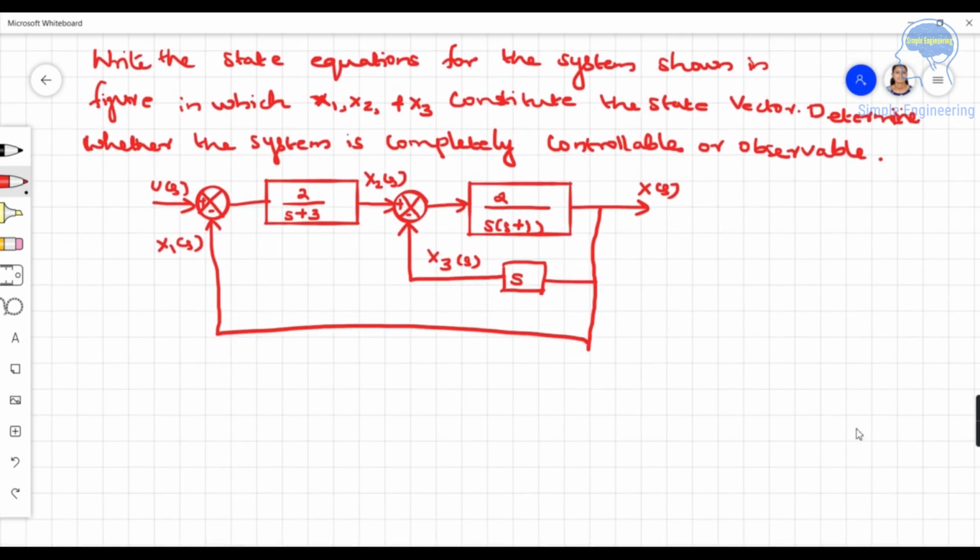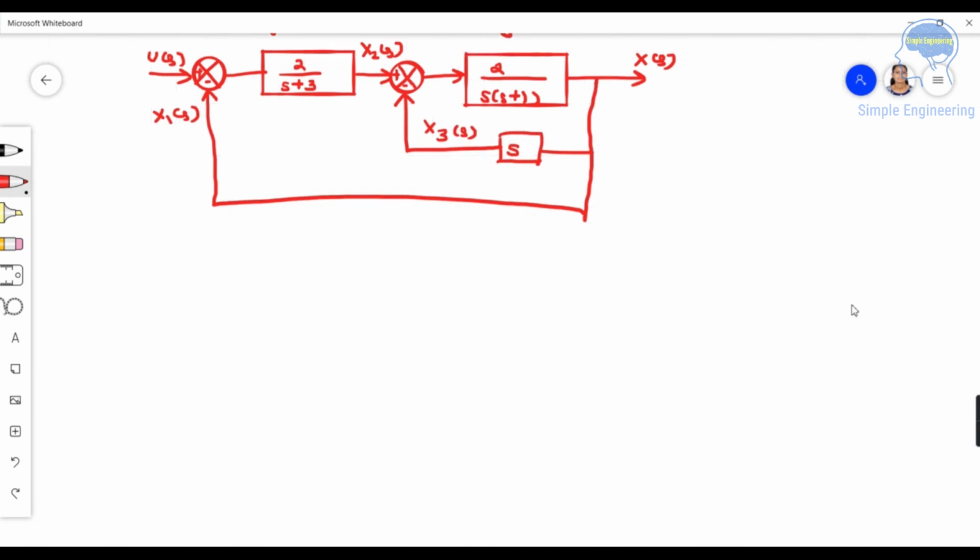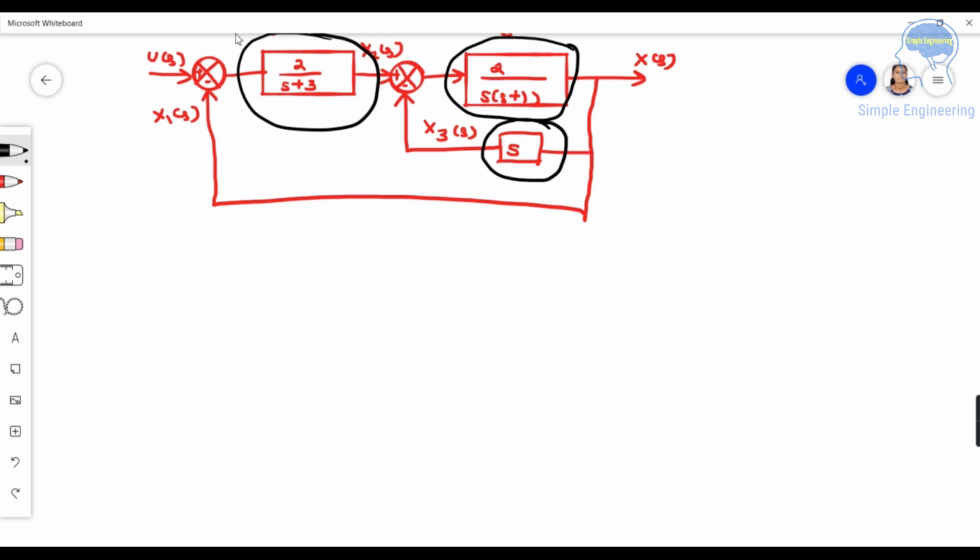So first we have to find the state model. To find the state model, we need to find x1 of s. We have three blocks here: one is this block, second one is this one, and third one is this one. If you take the first block, we have x2 of s here, and the input coming here is u of s minus x1 of s. So x2 of s is equal to u of s minus x1 of s. That is how we are going to find the state model.